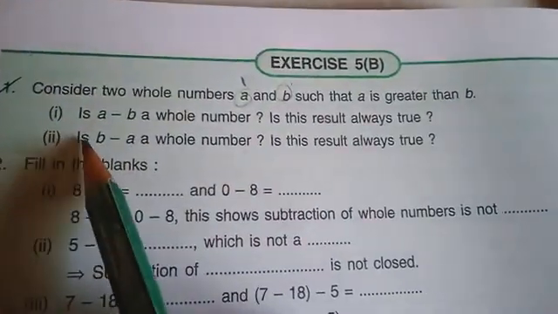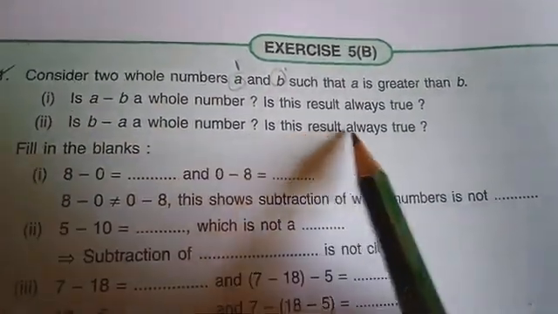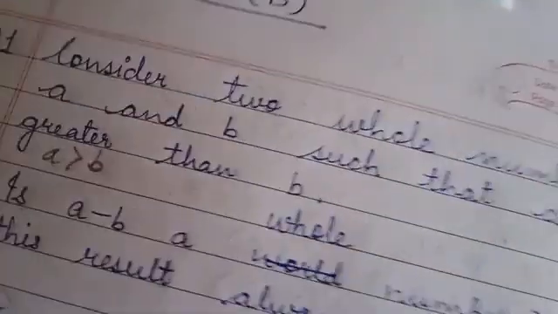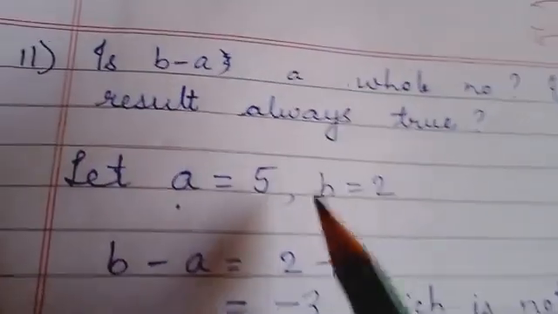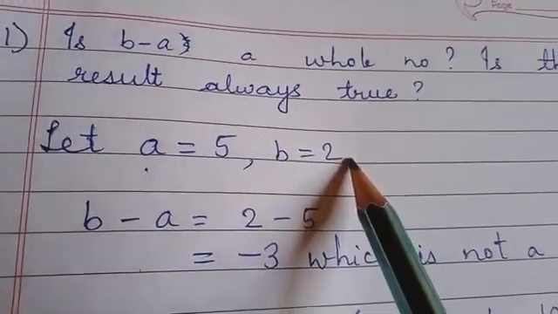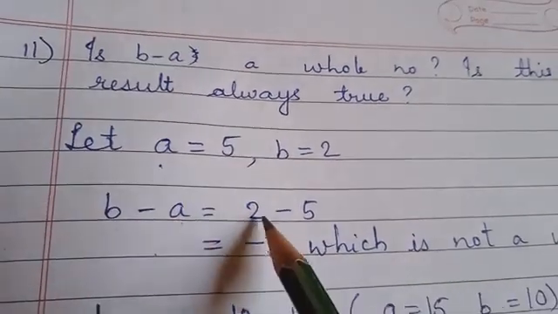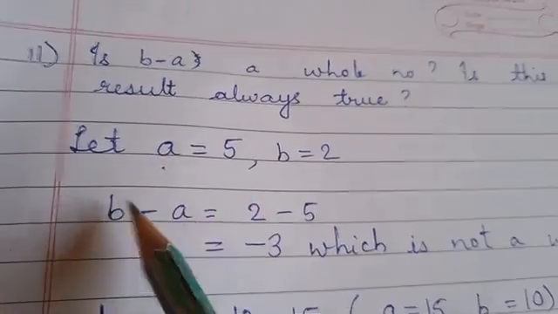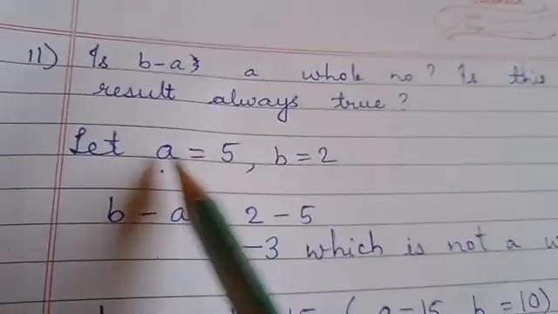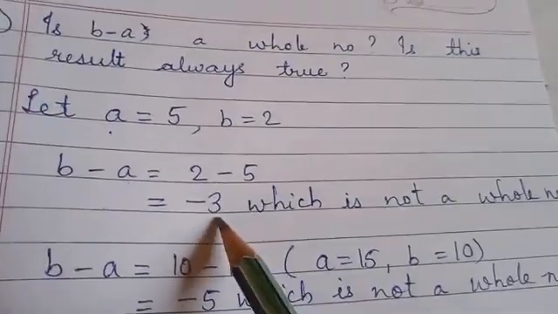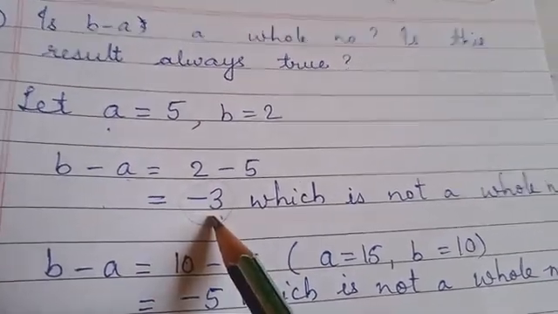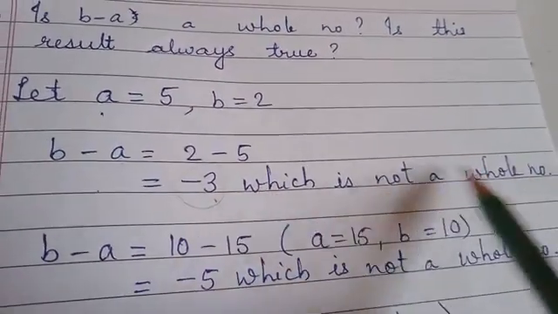Let us see the second. Is b minus a a whole number? Is this result always true? Now the opposite. We keep a as the greater number and b as the smaller number. So b minus a is 2 minus 5. Substituting the values, b is 2 and a is 5, so 2 minus 5 is minus 3. Since it is a negative integer, it is not a whole number.